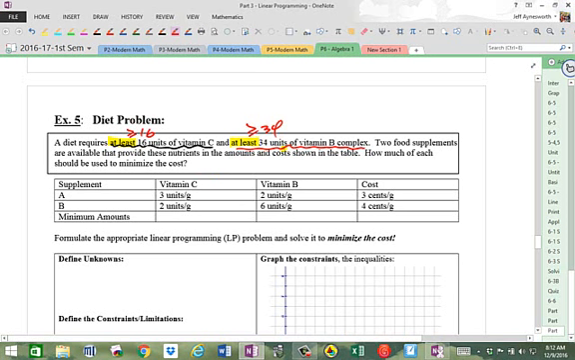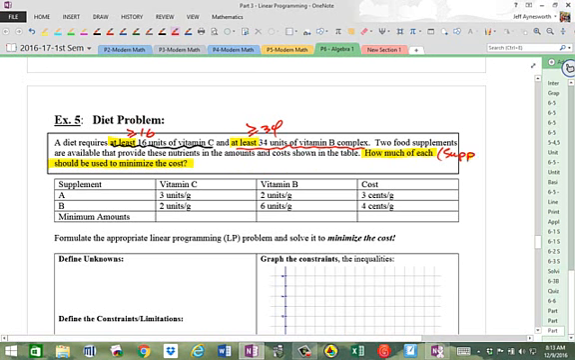Two food supplements are available that provide nutrients in those amounts, and the costs are shown in the table. How much of each should be used to maximize the cost? How much of each? Let's highlight the problem here. How much should be used of the supplements? I'm not talking about vitamin B and C. I'm talking about the supplements, to make sure you have enough vitamin C and vitamin B in your diet. There lie the variables. So how much of each supplement?